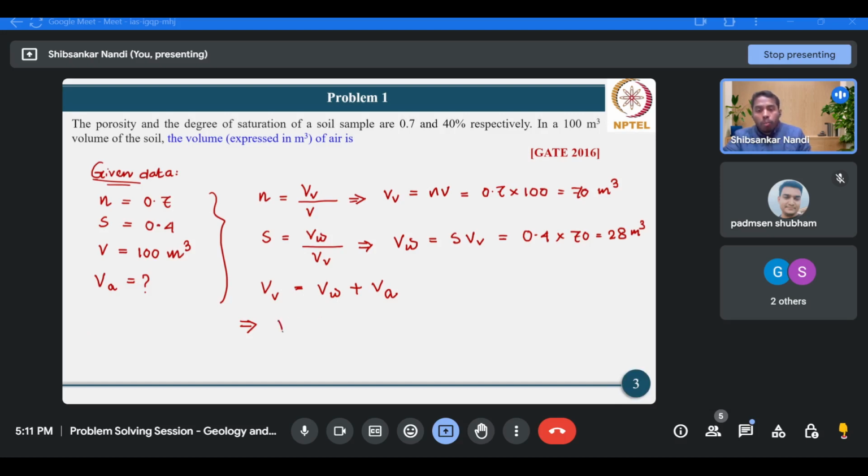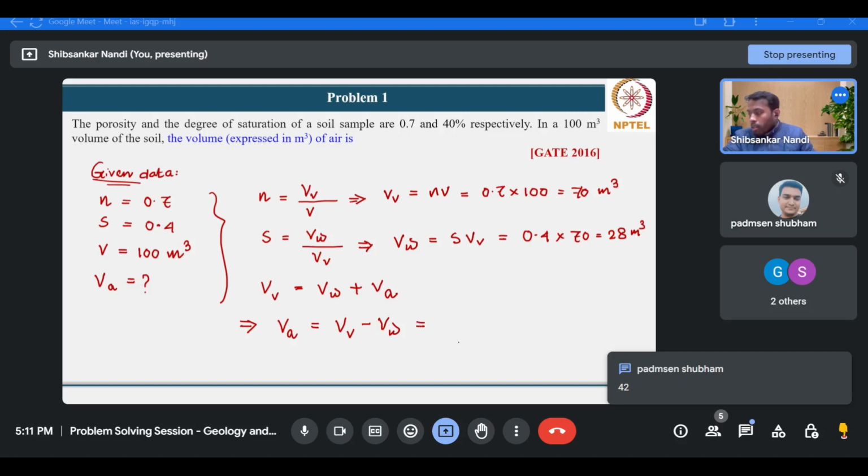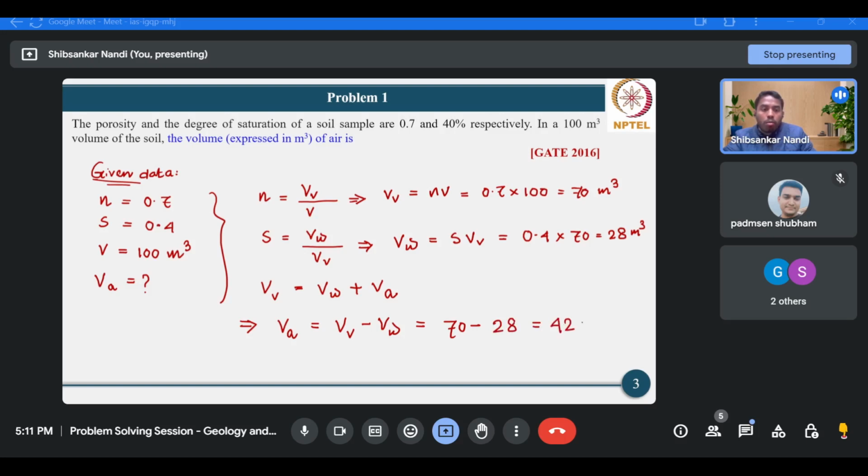So volume of air we can calculate from this equation, that is Vv minus Vw. Yeah, 42, very good. So Vv is your 70 and Vw 28. So that means 42 meter cube. So this is the answer. It's a very simple and straightforward question.